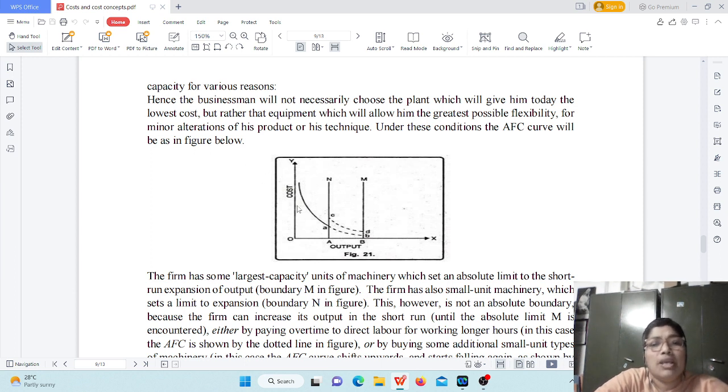So this average fixed cost has an absolute limit in the short-run expansion, that is the boundary M, and the firm also has a small unit of machinery, N, which sets a limit to expansion. M is the absolute limit to the short-run expansion of output, and N is the smaller unit of machinery which sets a limit to the expansion.